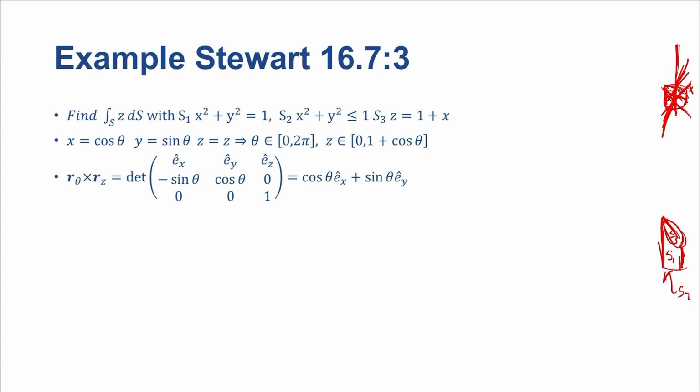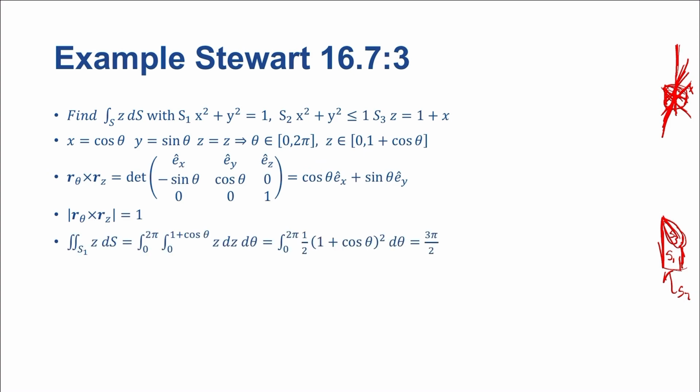Now if I want to find the cross product to find this magnitude, take r sub theta and cross it with r sub z, so we plug it into the determinant formula: e sub x, e sub y, e sub z. Take the partial derivatives of r sub theta, so we get negative sine theta, cosine theta, and 0. And for the other one, we take the derivative with respect to z, we get 0, 0, 1. So then that yields cosine theta e sub x plus sine theta e sub y. Okay, so we have a proper differential element here. Now if I take its magnitude, cosine theta squared plus sine theta squared is equal to 1. Free meal. So now we're going to evaluate each of these surface integrals independently.